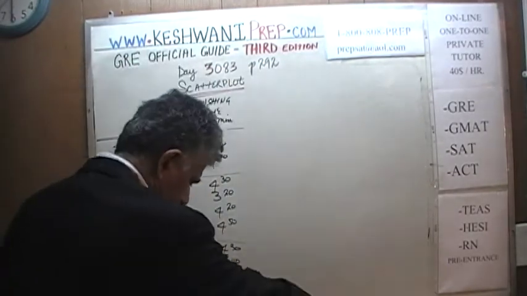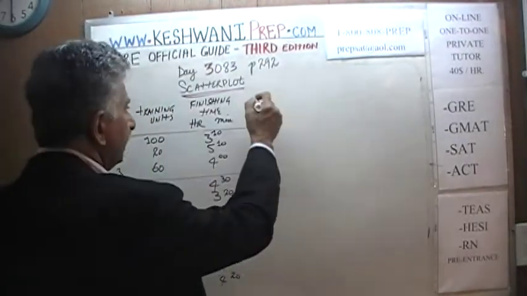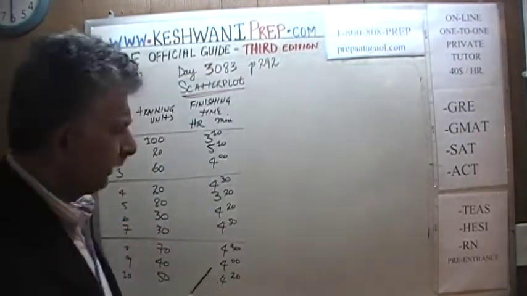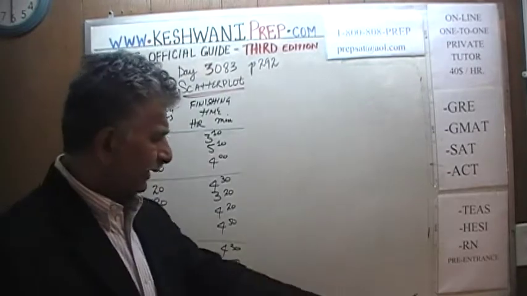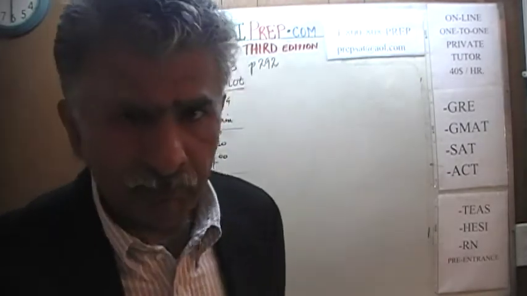Where did I put my marker? There we go. On the y-axis, we're going to have the time, and we're going to measure the training index on the x-axis, because training index, of course, is the independent variable. An independent variable always goes on the x-axis.